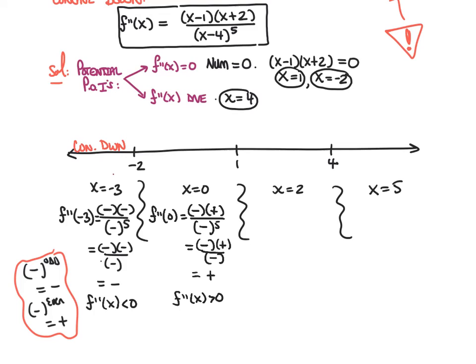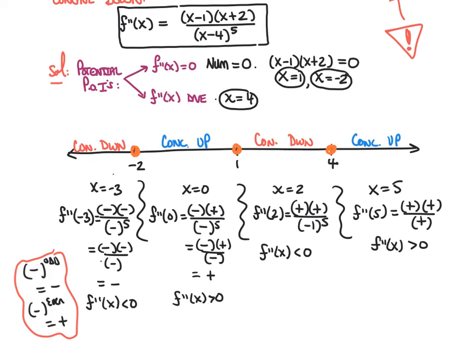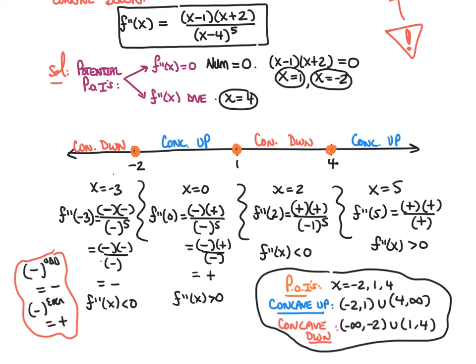And I'm going to skip ahead. I'm going to do the same thing for the other two intervals, and we'll see what we get. And what we ultimately end up seeing is that we have concave down, then concave up, then concave down, then concave up. So all of those points are POIs. Every point that I have, all my potentials, x equals -2, 1, and 4, are all POIs, and then I can find my intervals. And that completes this last example.